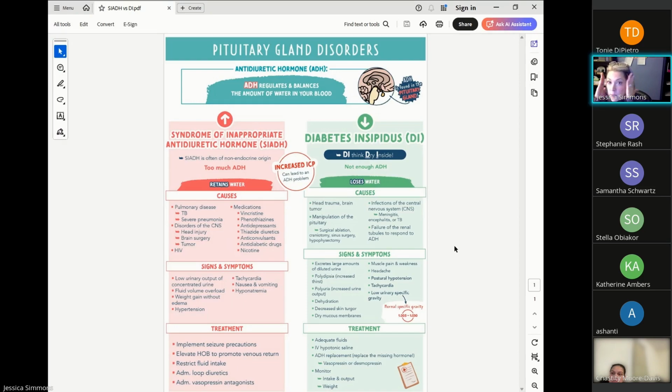Restrict fluid intake. This patient is going to be on a fluid restriction. They're going to get loop diuretics and vasopressin antagonists. So if vasopressin and desmopressin are going to cause the loss of water, you want the opposite medication. Okay.